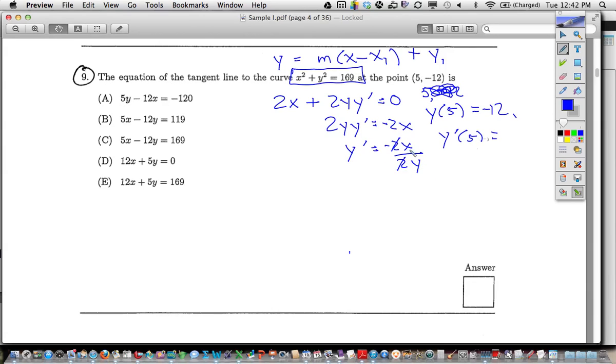So now we plug in our 5. But we not only have to plug in the 5, we have to plug in the negative 12 as well. So we put in the 5, that'd be negative 5. For the y, we put in the negative 12. So that would be a slope of 5/12. So our equation of a tangent line would be y equals 5/12 times (x minus 5) minus 12. Now, one of these has to equal that. Now it's just a bunch of algebra.